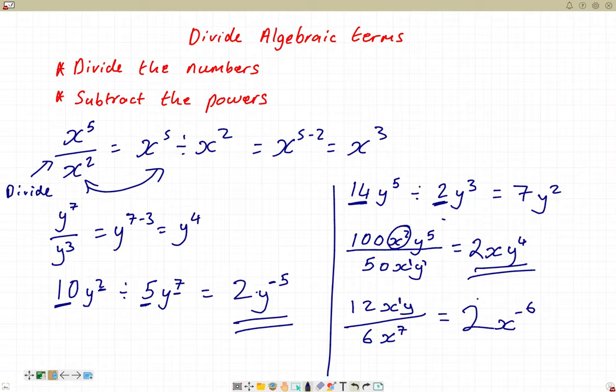Now there's a y at the top, but there's no y at the bottom. So it's basically saying y to the power of 1 divided by y to the power of 0. So 1 take away 0 is 1. So that stays the same.